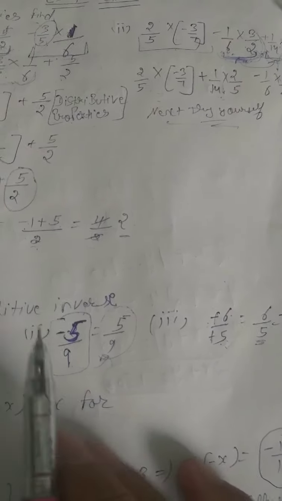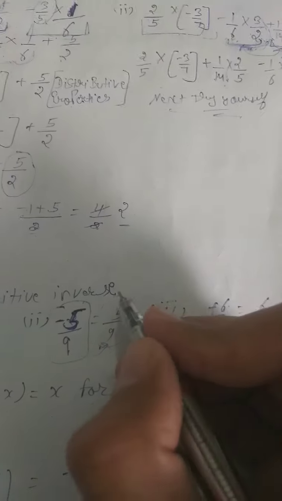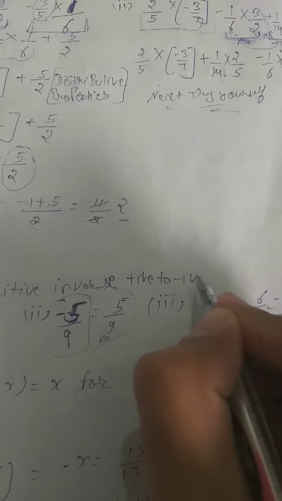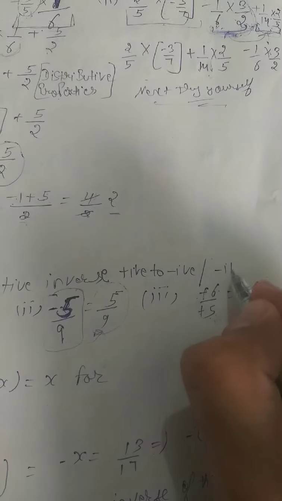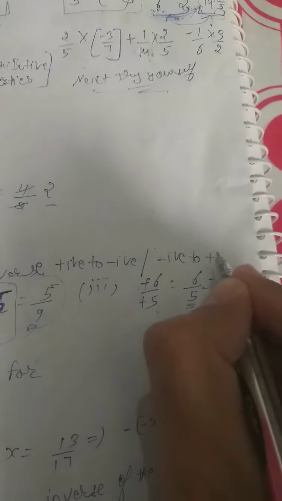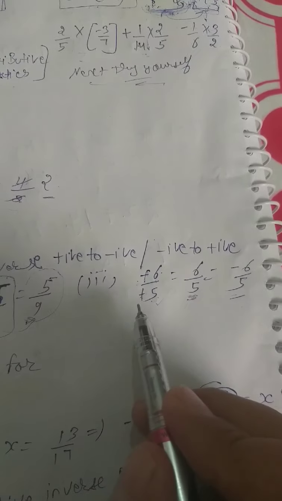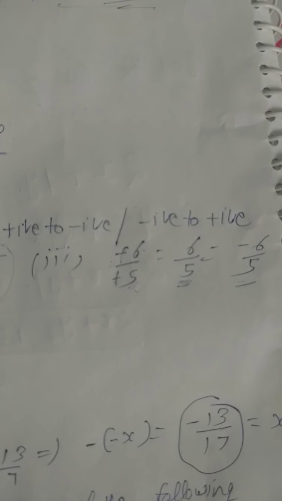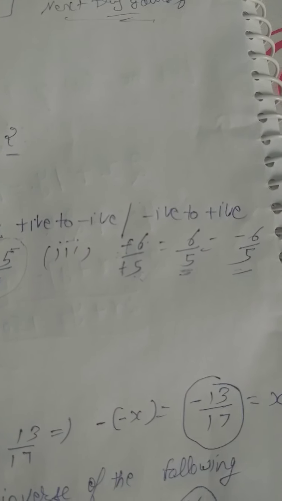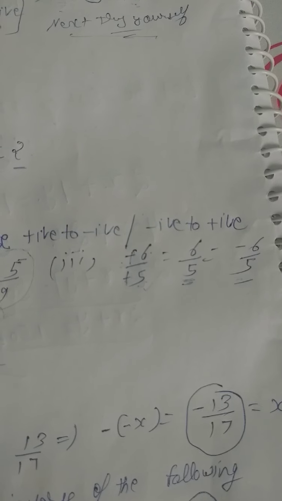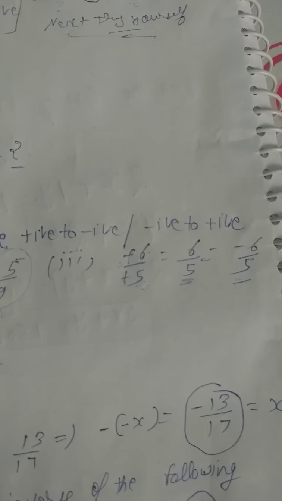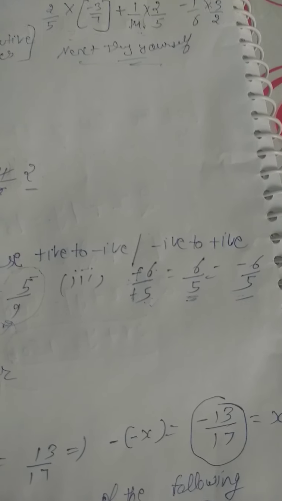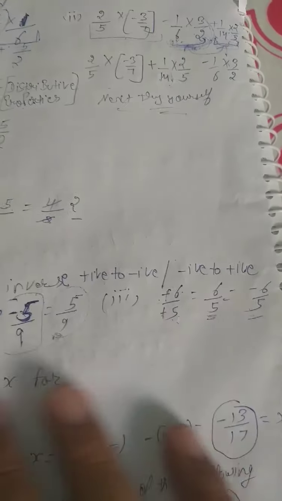The additive inverse is nothing but a sign change. Positive to negative, negative to positive. Third part, minus 6 by minus 5. There is a negative sign in both numerator and denominator, so the minus cancels out. The question is positive 6 by 5, so the answer is minus 6 by 5.